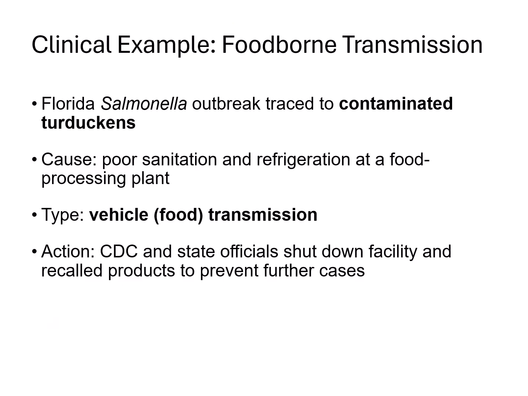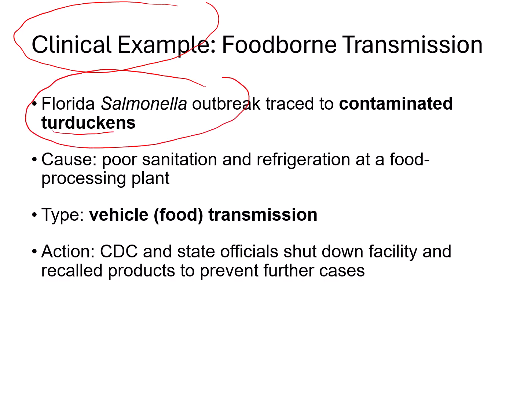And going back to our clinical example from the first two videos for Chapter 16, remember that Salmonella outbreak from those contaminated turduckens? This is a classic foodborne vehicle transmission event. So the vehicle transmission was through that food, the contaminated turducken. So public health officials identified the source and removed products from circulation in order to stop further spread.